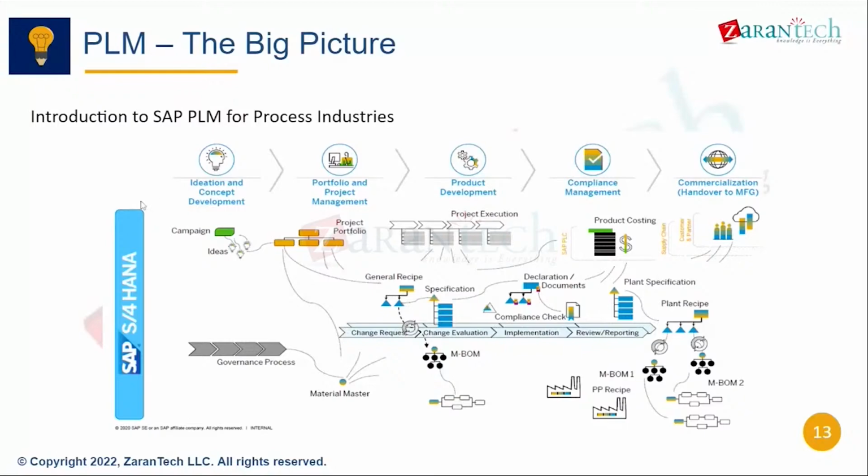And this is SAP PLM as per best practices for process industry. So this is the whole picture, or you can say the big picture, for SAP PLM for process industry. All these things we will be covering from this stage to this stage when we cover modules 1 to 6. Everything will be covered except project portfolio management, ideation and concept development, which is not part of our session.